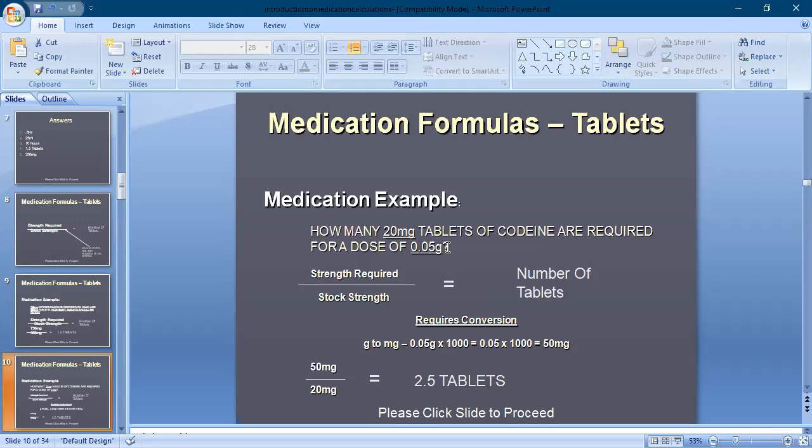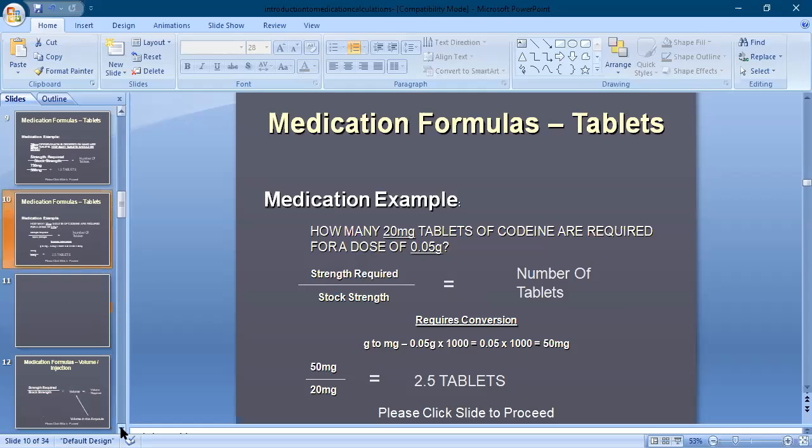When a big unit is converted to a small unit, we have to multiply. 1 gram equals 1000 milligram. So 0.05 gram multiplied by 1000 is 50 milligram. This 50 milligram is the prescribed medication dose we need. But the medication in hand is 20 milligram. Dividing 50 by 20 gives 2.5 tablets we need for the patient.